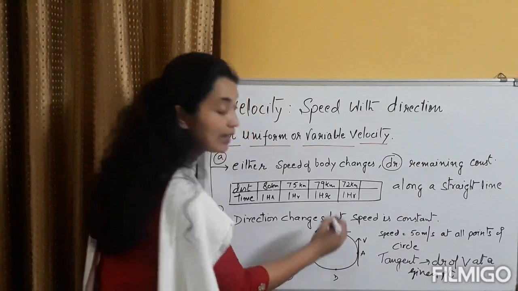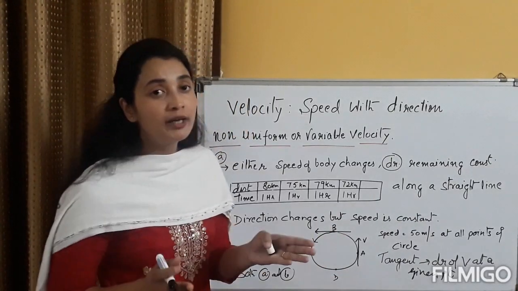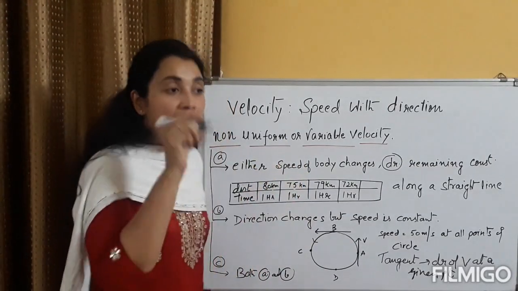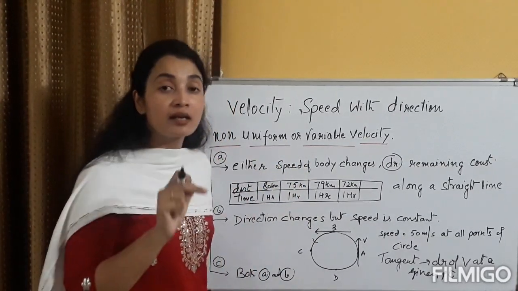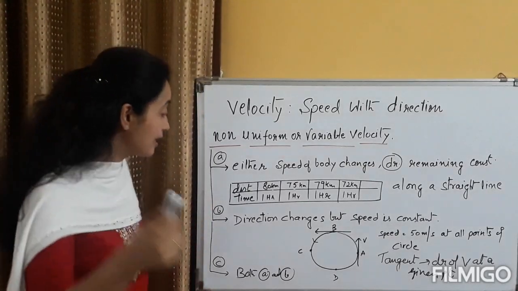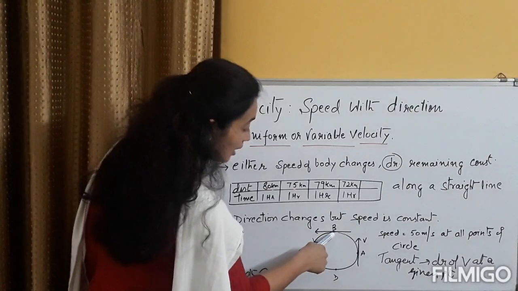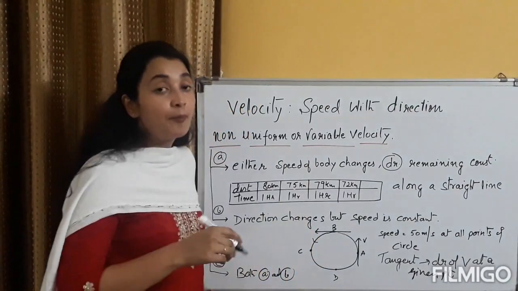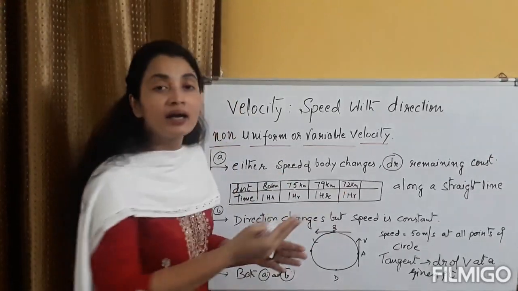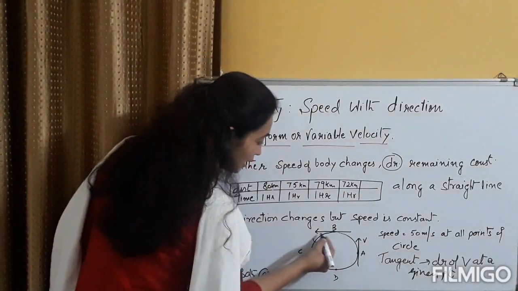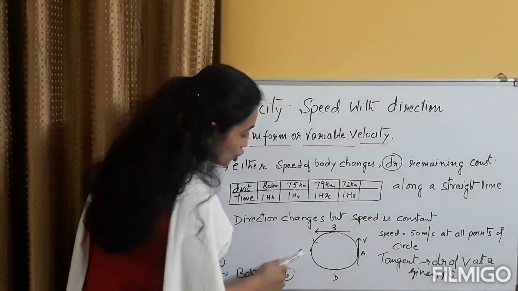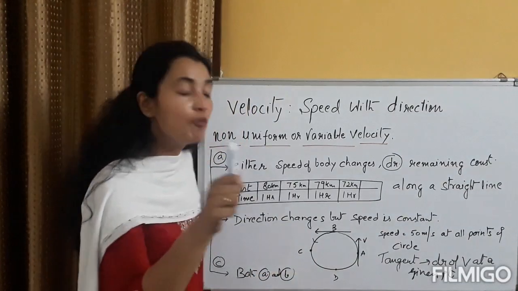Suppose I want to know the direction at the point B. What should I do? Yes, I have to mark a tangent. Tangent means a line which touches the circle at one single point. You will learn more about tangents in your mathematics. So this is at the point B. Suppose I want to find out the direction of velocity. What I will do? Mark a tangent. So the tangent I have marked at the point B. Remember, the tangent's arrow should be in agreement with the direction of motion.